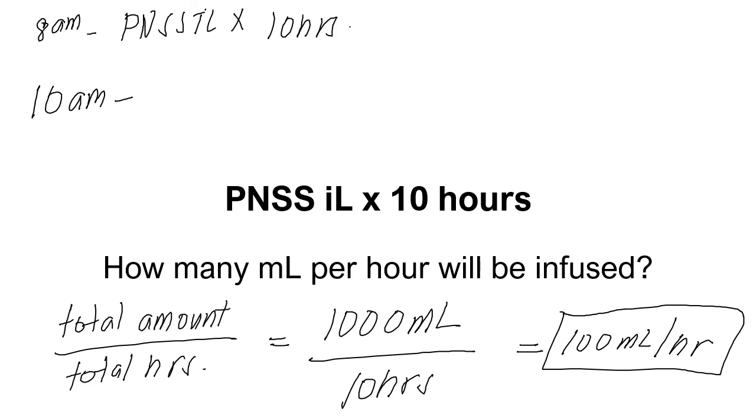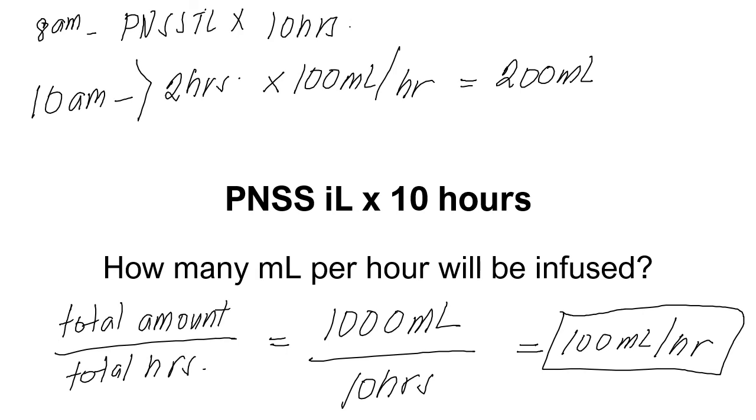Let's count. 8 a.m., that would be 9 a.m., 10 a.m., 2 hours has lapsed. Within 2 hours, how many ml of IV fluid could have been infused? So 2 hours times 100 ml per hour, I would know that supposedly 200 ml of my IV fluids would have already been infused to my patient. And I would know that if my regulation is correct, 800 ml of my IV would be left inside the bottle. We commonly refer to that as your IV left or IVL. That's the application in your practice.